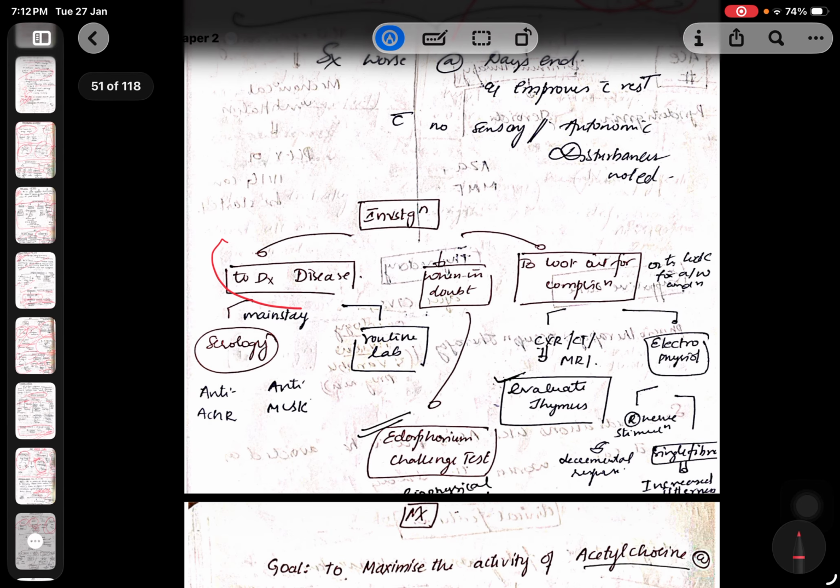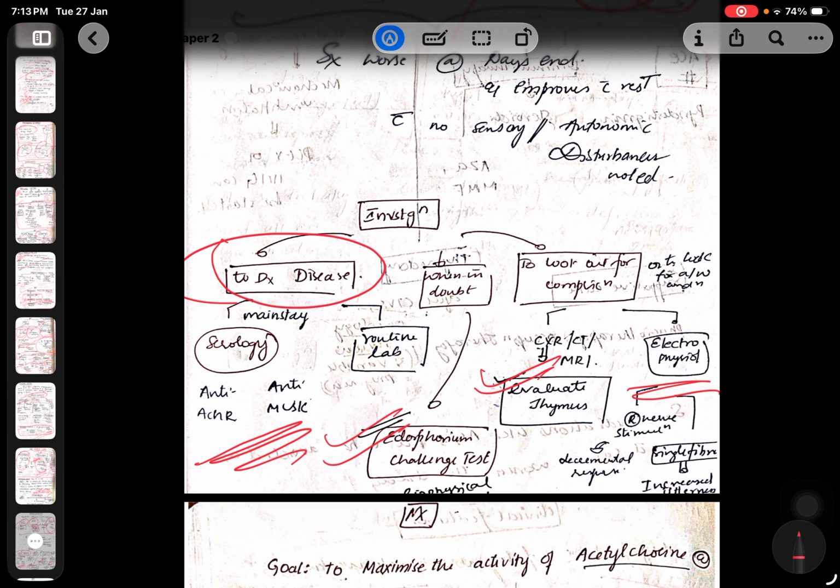Investigation, again, to diagnose the disease, and whenever you are in doubt, go for the edrophonium challenge, which I'm sure you have studied in pharmacology. Then again, to look for complications, you have to check whether it's an autoimmune condition, so you have to evaluate for thymus, and also you have to do electrophysiological tests, whether nerve conduction studies are being maintained, to look for any other complication which might go into respiratory failure. Again, serology is the mainstay, and routine lab investigations like ESR, CRP to know whether it's an inflammatory thing.